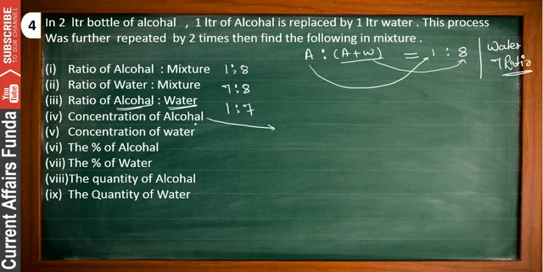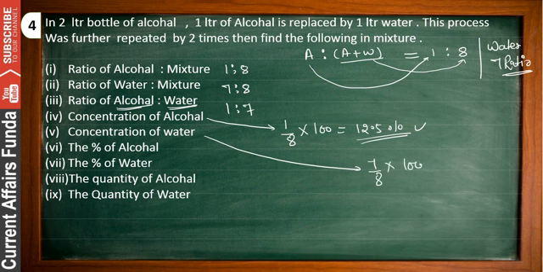And friends, concentration of alcohol in the same way. What is the concentration of alcohol here? Alcohol is in ratio 1:8, that means 1 divided by 8, multiplied with 100. Now it becomes 12.5% here. Fine. So in the same way, concentration of water will be 7/8 into 100, so it will be 87.5%. That is water here. The percentage of alcohol and the percentage of water will be the same as the concentration.